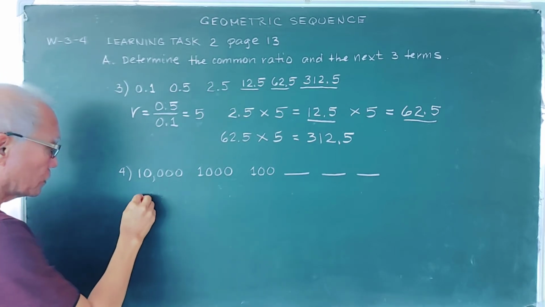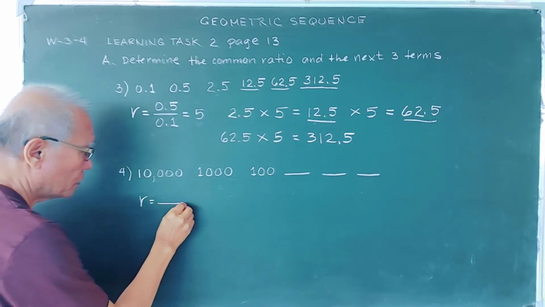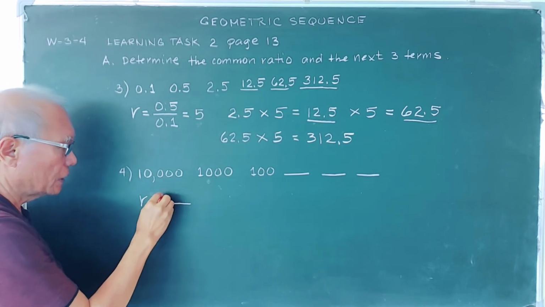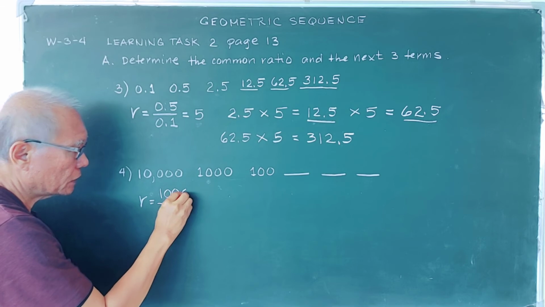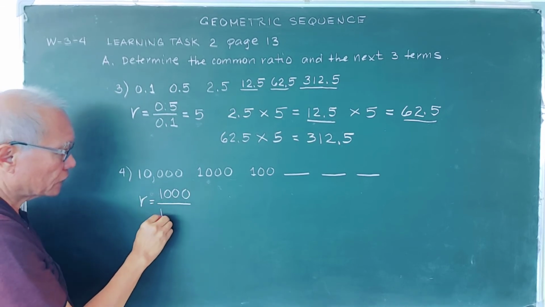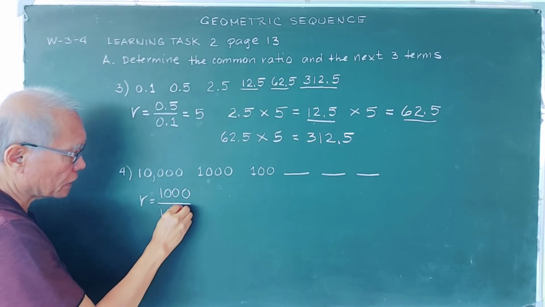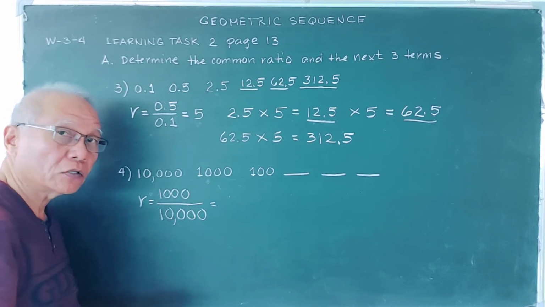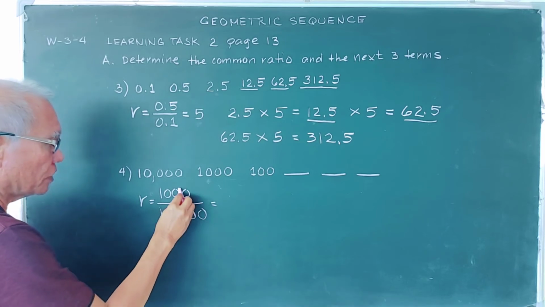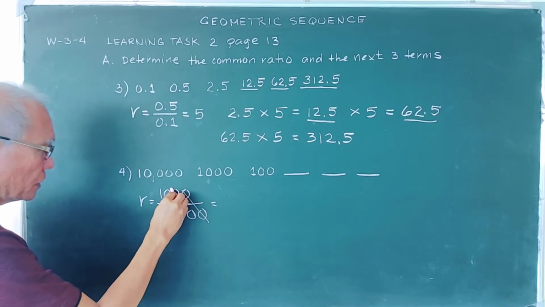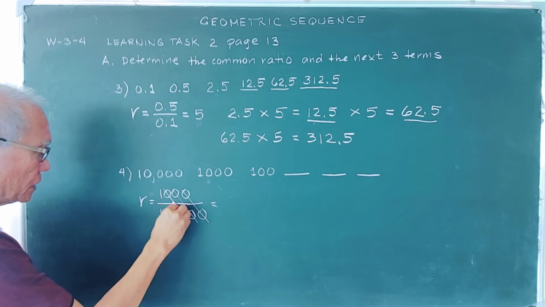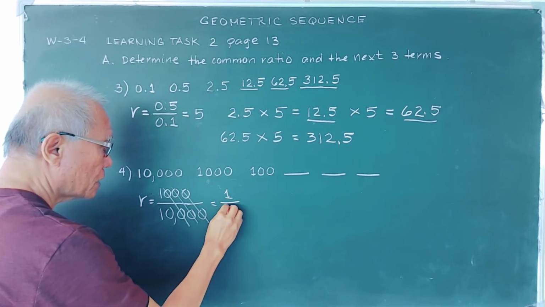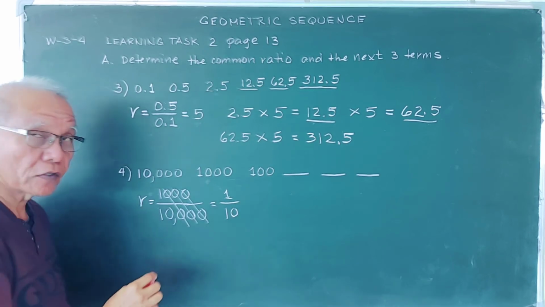Number 4. Kunin natin ang ratio. Ito muna bago ito sa ibaba. So, 1,000 divided by 10,000. Fraction nito, ilo-lowest term natin. Divide by 10, divide by 10, divide by 10. So, ang natira is 1 sa itaas at 10 sa ibaba. So, ang ratio natin is 1/10.